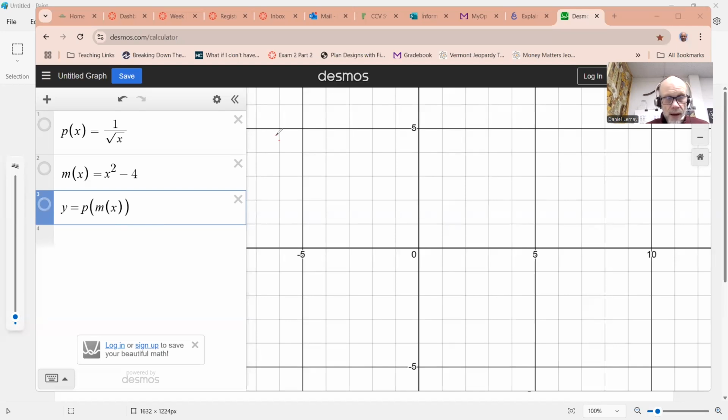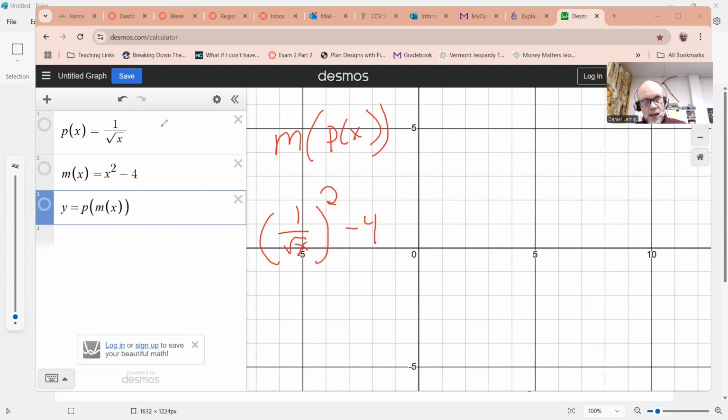So I'm going to do M of P of X. M of P of X is what they want me to do. So that tells me I'm going to take this 1 over the square root of X, square it, and take away 4. So before we get to doing the algebra, we know the domain of this, X has to be bigger than 0, or 0 to infinity, right? This is not going to go away, and we'll see that in a minute.